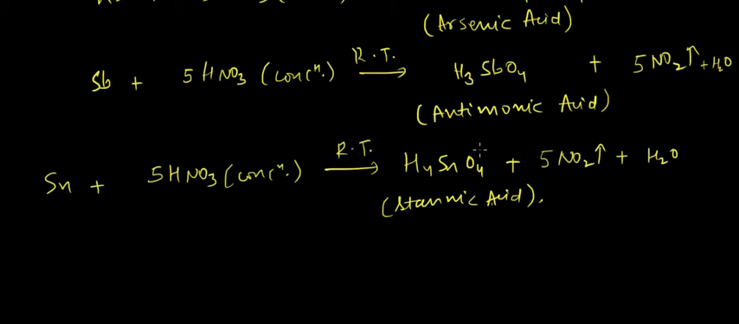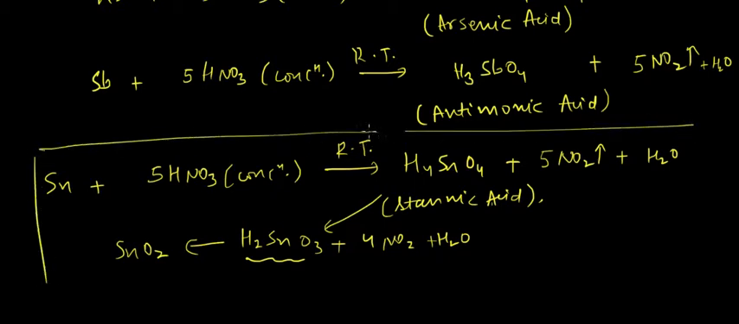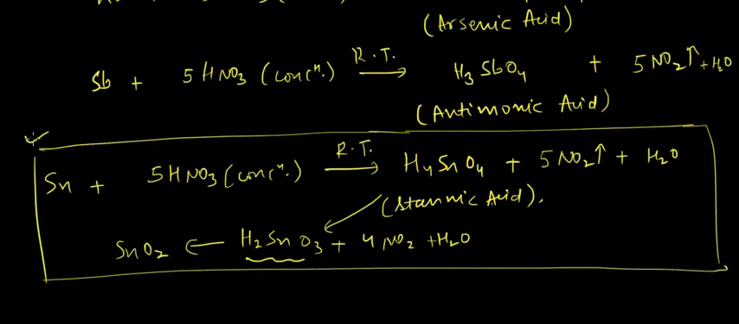So this further decomposes into H2SnO3 plus 4NO2 plus H2O, and this further gets converted to SnO2. So this is an exception rule, where the acid breaks down into non-metal oxide. So this is an exception, please remember it.